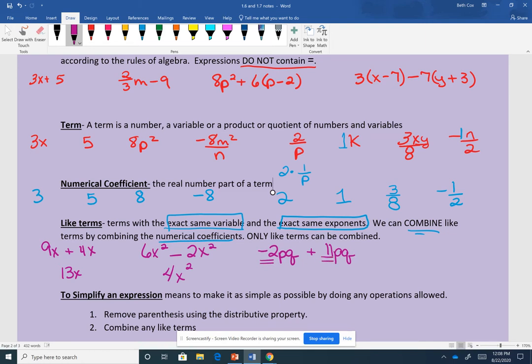Signs are different. Subtract the numbers. Keep the sign of the larger number, so it's going to be positive, and keep your variables. And I don't need that little plus sign there, remember? Combine the numbers. Now, can you combine these?